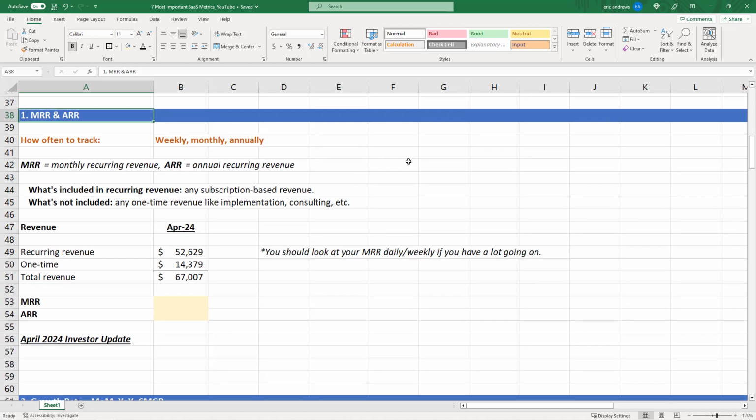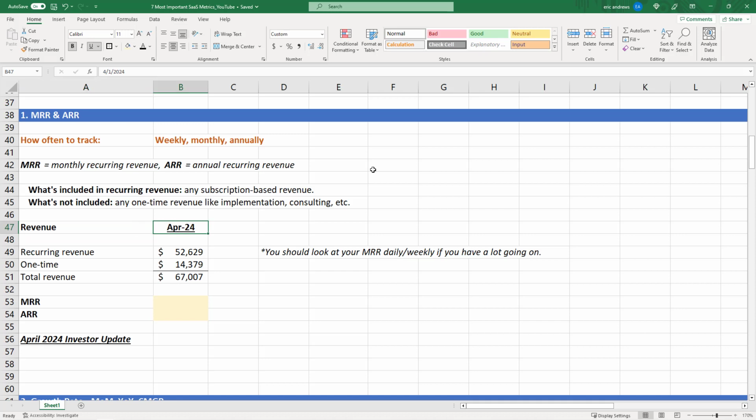So first off, MRR and ARR. MRR stands for monthly recurring revenue, and ARR stands for annual recurring revenue. So you should be tracking these numbers weekly, monthly, definitely annually, as frequently as possible. This is really the lifeblood of a SaaS business. So what is included in recurring revenue? Recurring revenue is any subscription-based revenue. What is not included is any one-time revenue like implementation, some kind of consulting, etc. Do not report that in your recurring revenue.